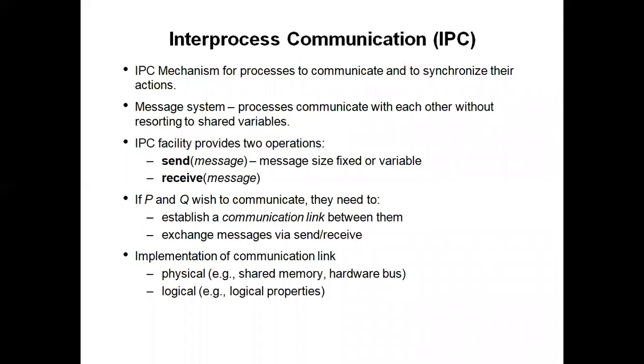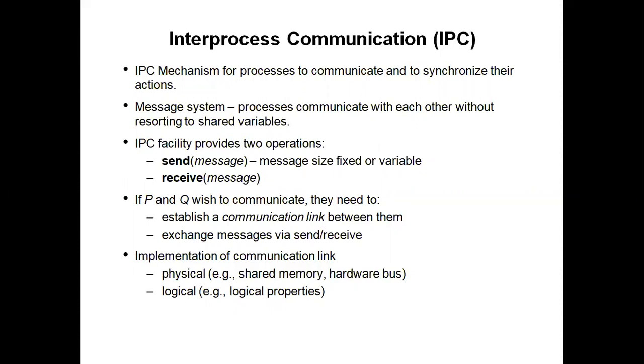So we start with the definition of inter-process communication. IPC is a mechanism for processes to communicate and to synchronize their actions. Whenever we have a computer system in which there are n number of processes which are executing concurrently or in a cooperating manner, then these processes need to communicate with each other because they are cooperating with each other.